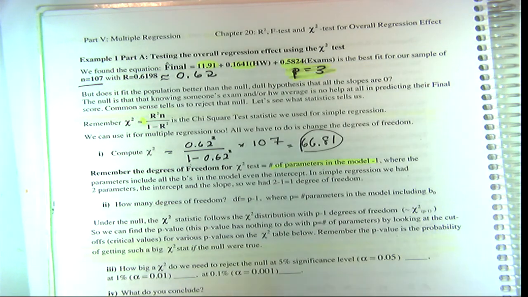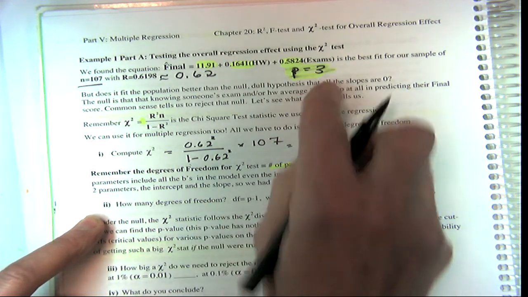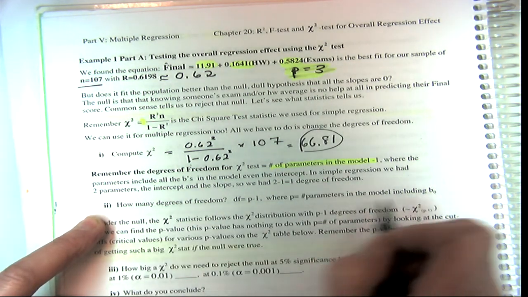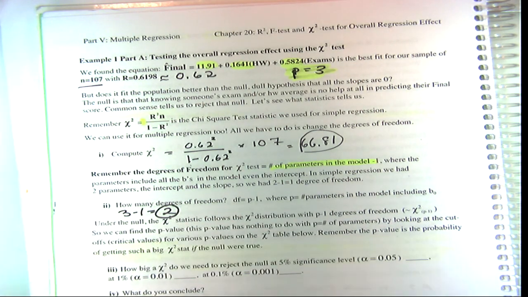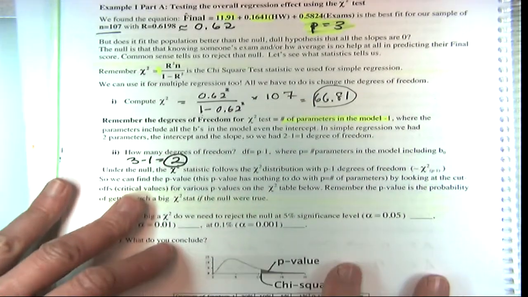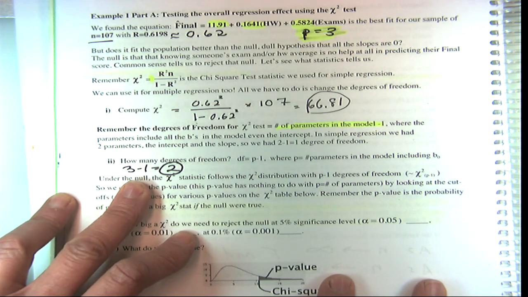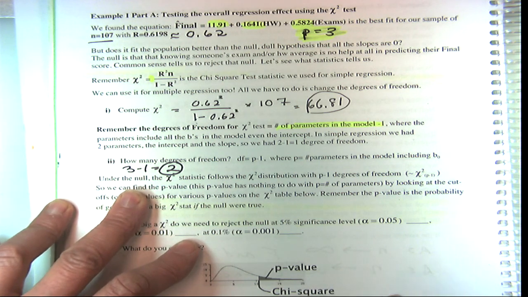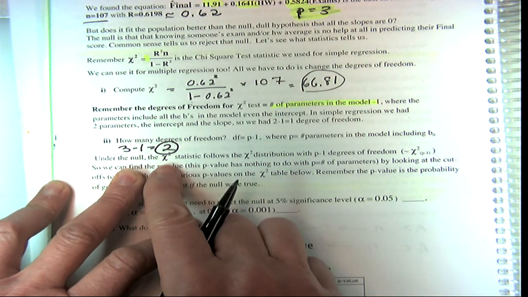That's what we're looking at. So how many degrees of freedom? Well, it's p minus 1, so it's 3 minus 1. So now we have 2 degrees of freedom. Any questions on that? All right, so now we're just going to look at a chi-square table with 2 degrees of freedom.